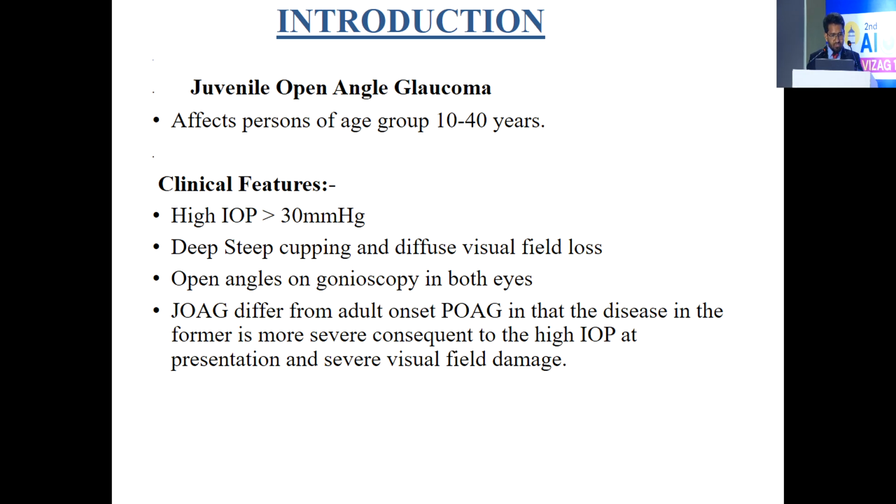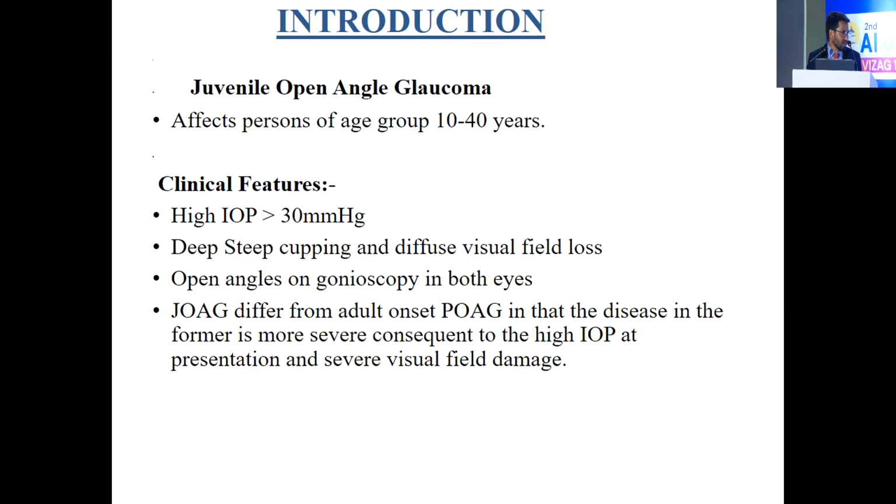So these are all the features: high IOP, more than 30 millimeters of mercury, deep steep cupping with diffuse visual field defects, open angles on gonioscopy. So these are the features of even a primary open angle glaucoma. How do you differentiate a juvenile open angle glaucoma from a primary open angle glaucoma in an adult? That's what we're asking you. Age factor is the main. What is that age? The starting age is 10 years, ma'am.